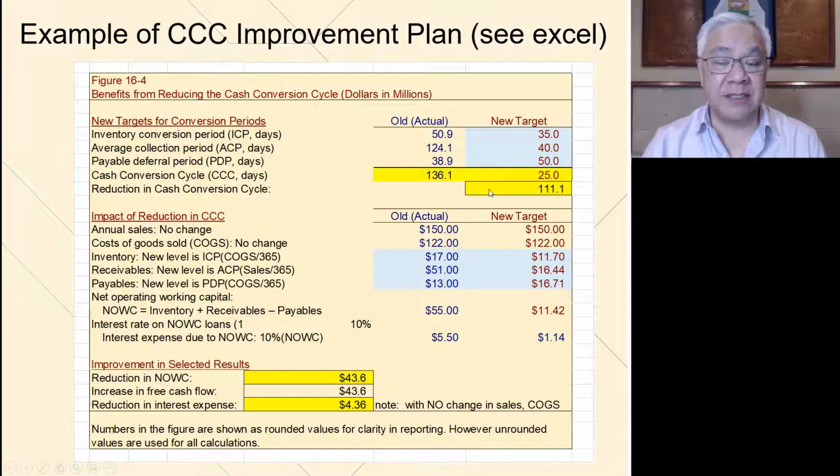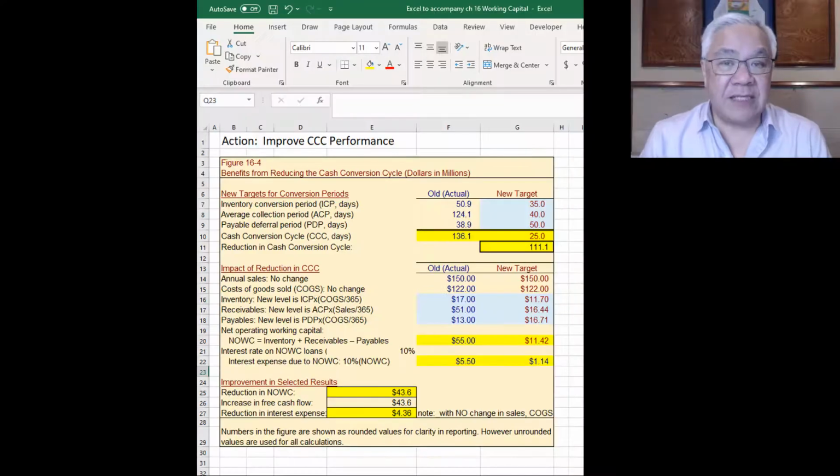So these are the actuals, these are our targets. We're going to go into Excel now and show how we take these new targets to estimate the value of the CCC improvement plan. Here is that same display in the Excel spreadsheet. The top portion are the conditions that we're simulating: where we're at now, what we hope to achieve. Overall we see the CCC was 136. That's quite a few days. And then the new target drops all the way to 25, which is a massive improvement of 111 days.